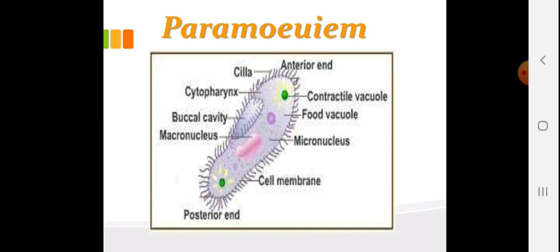Paramecium, it looks like a slipper. It has cilia, the small fibrous structures which are responsible for the movement of the paramecium. Then it has food vacuole, contractile vacuoles. Then it has micronucleus and macronucleus. So it has two nuclei. Then it has cell membrane, posterior end, cytopharynx and the buccal cavity. Now this buccal cavity acts as the mouth for the paramecium.